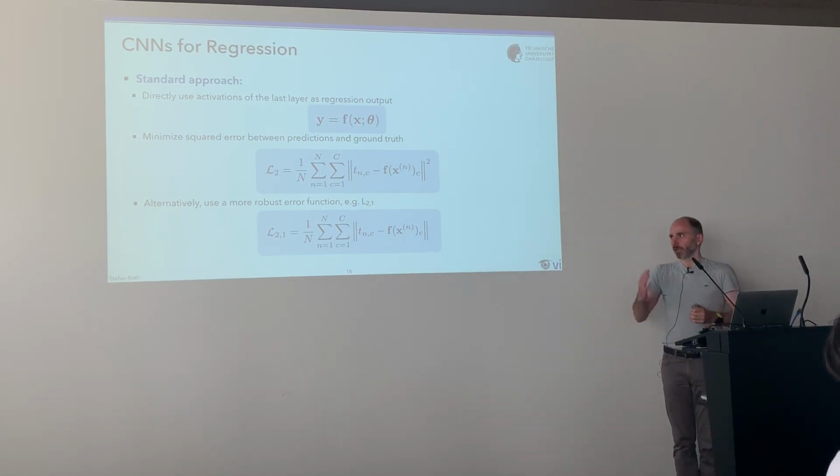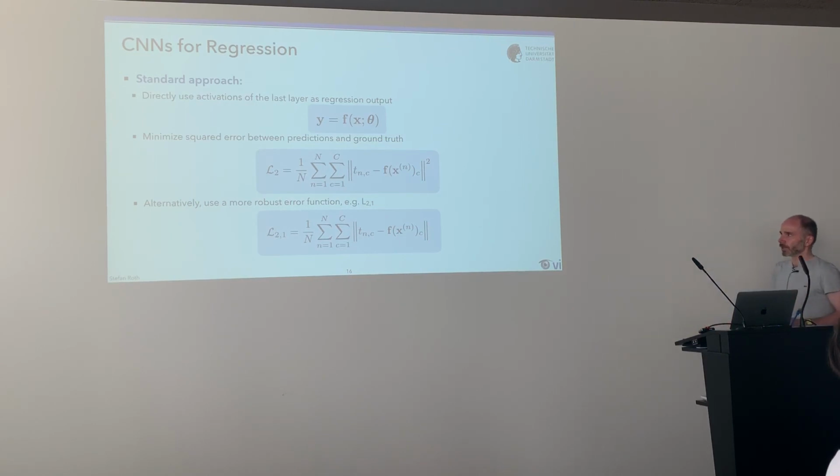Okay, so in a typical regression network, 99% of what we see in our community, that's what people do. They just take a network as a function approximator and penalize the output or the distance to some target value with some loss function. Okay, they're typically from the LP class.